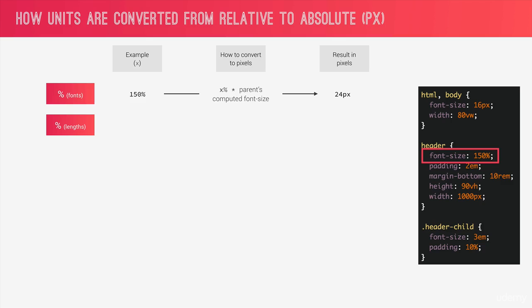When we express a length measurement in percentages, like a height, a padding, a margin, or something else, the reference is always the parent element's width. Like in our example, where the padding of 10% results in a used value of 100 pixels, because the parent element has 1000 pixels of width, and 10% of 1000 is of course 100.